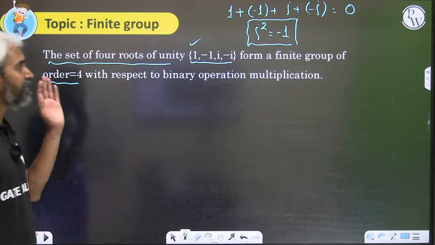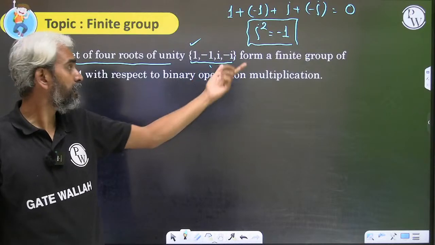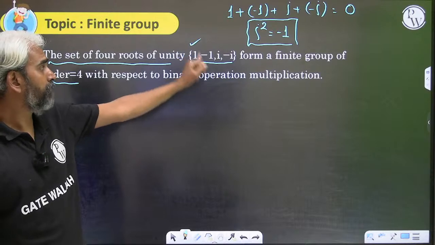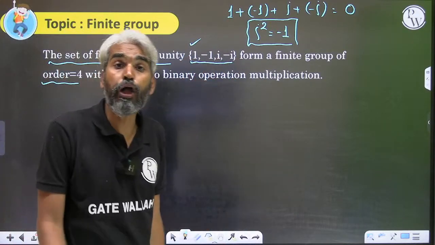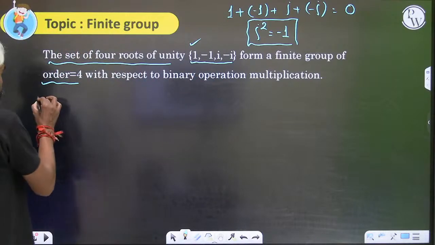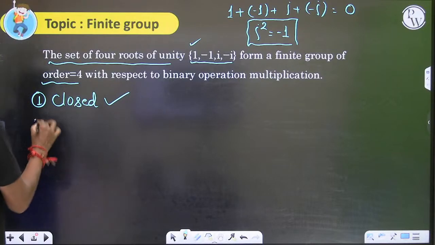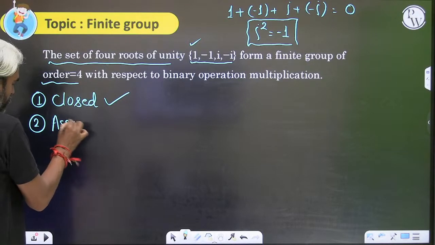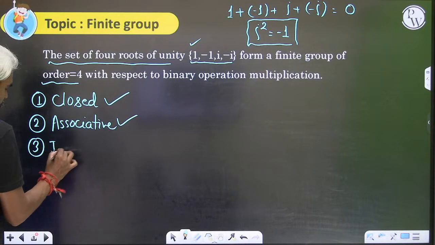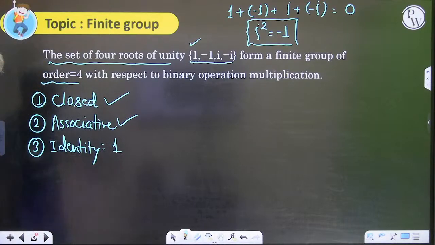No matter in what order we multiply 1, minus 1, iota and minus iota, the moment it becomes iota square, it will degenerate into minus 1. That is, this set of 4 elements will always remain closed with respect to multiplication. So, the first property, the closure property, is satisfied. Yes, it is closed. The operation multiplication is associative. Identity is present. The identity with respect to multiplication is 1, which is present in the set.